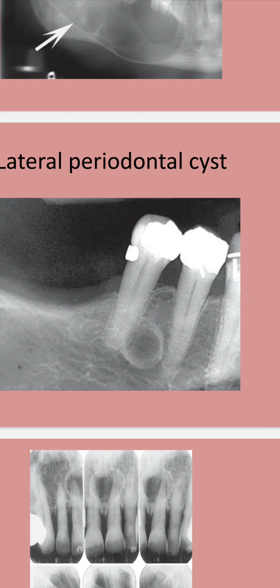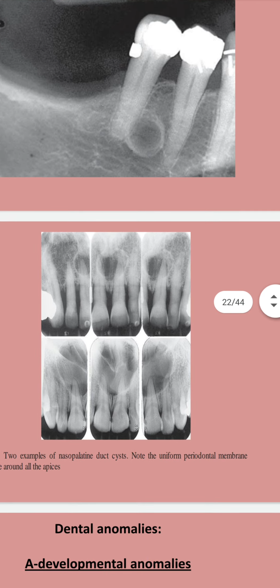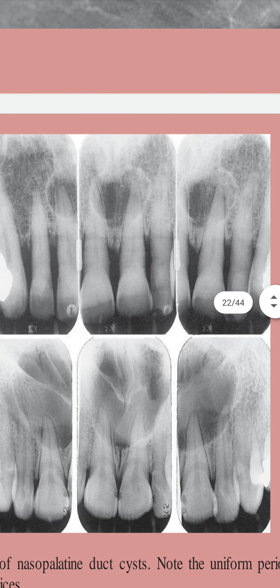And we also have lateral periodontal cyst. The cyst is associated with the periodontium of the tooth, but located laterally. So we can differentiate it from the radicular cyst. Radicular cyst is located at the apex of the tooth, while the lateral periodontal cyst is located laterally. Nasopalatine duct cyst is located between the two central incisors, and it has a heart shape.